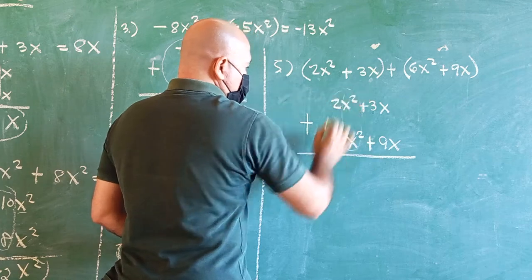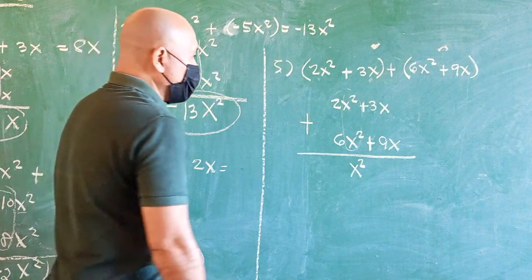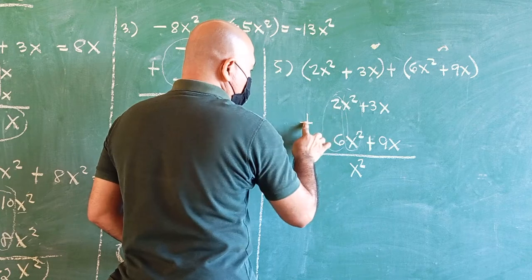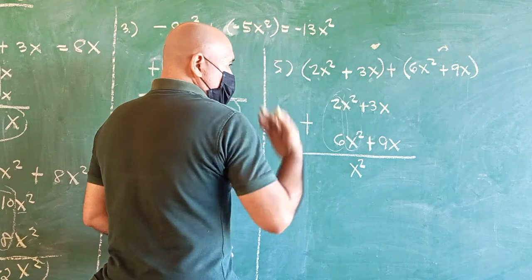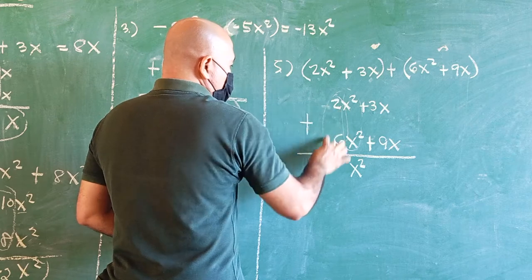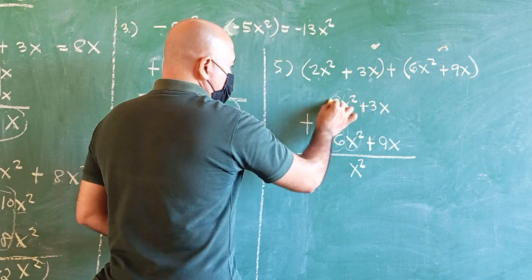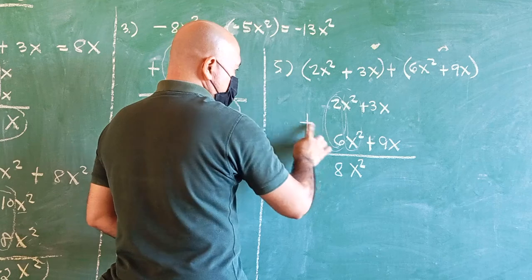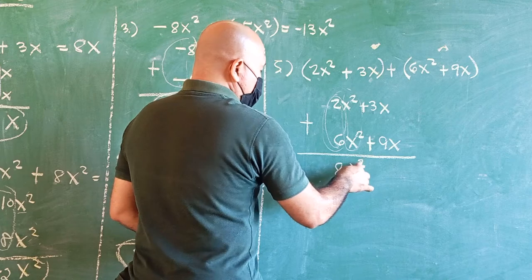since the variables and exponents are the same, just bring down. That's the rule when they are similar. And this one, you just have to add, like positive 2 plus positive 6. When we discussed addition of integers, when we add two of the same signs, just simply bring down the common sign, that is positive, and add directly the numbers, that is 2 plus 6, that is 8. So therefore, 2x squared plus 6x squared, the answer is positive 8x squared.